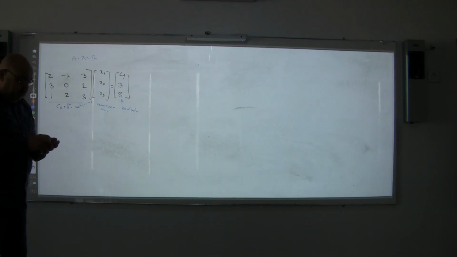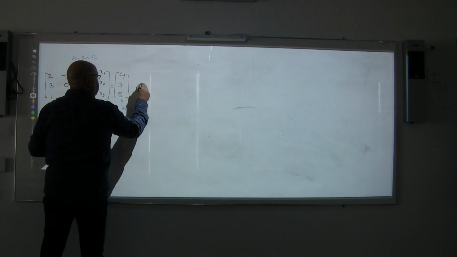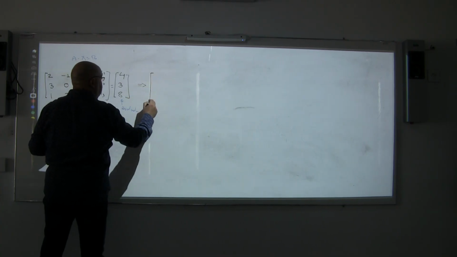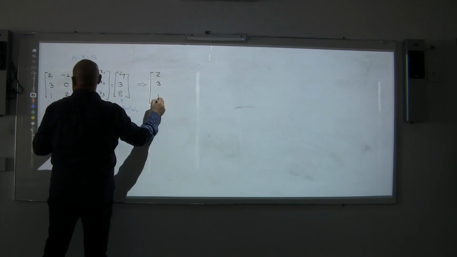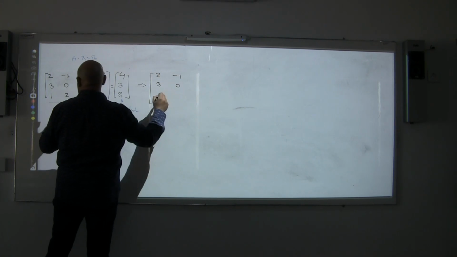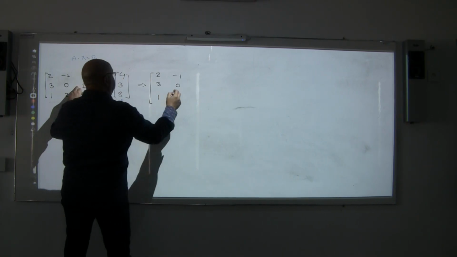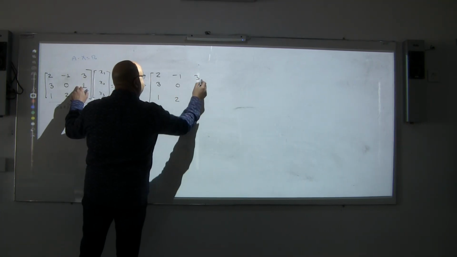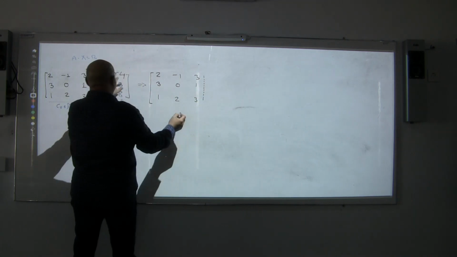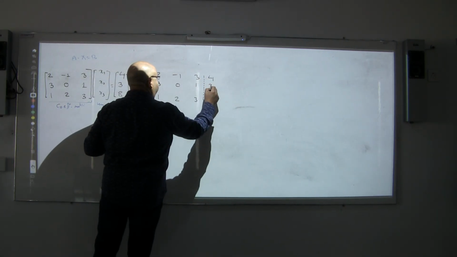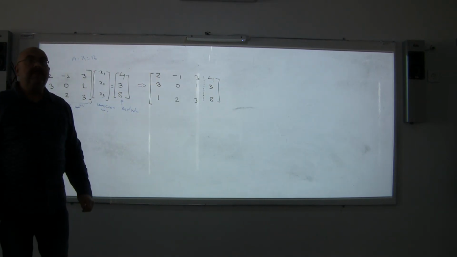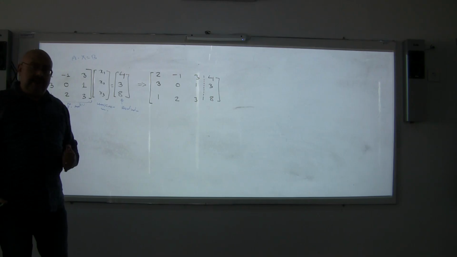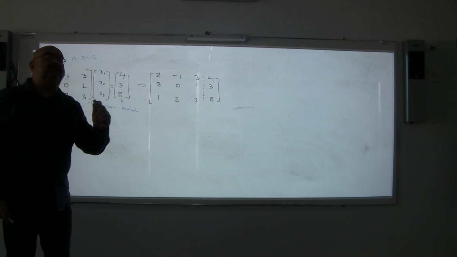What I'm going to do now is to form the augmented matrix. The augmented matrix is really very simple. All I have to do is to put the coefficient matrix, which is 2, 3, 1, -1, 0, and 2, then 3, 1, 3. Then you have a dotted line, and the result, which is 4, 3, 8, the right-hand side of each of these equations.